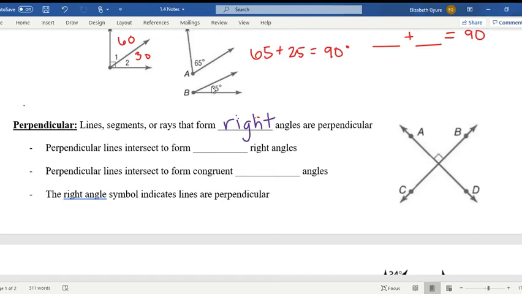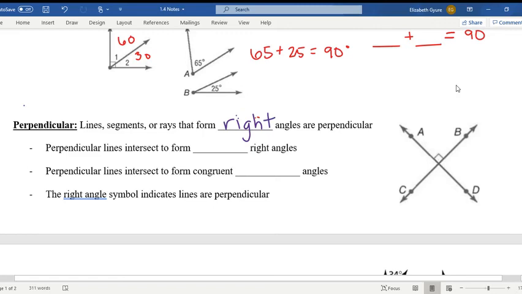Okay, so if they form right angles, they are perpendicular. So this picture here on the right shows line AD and line BC. They're intersecting. And then you have your little right angle box here. So that means they're forming right angles, which means they are perpendicular.